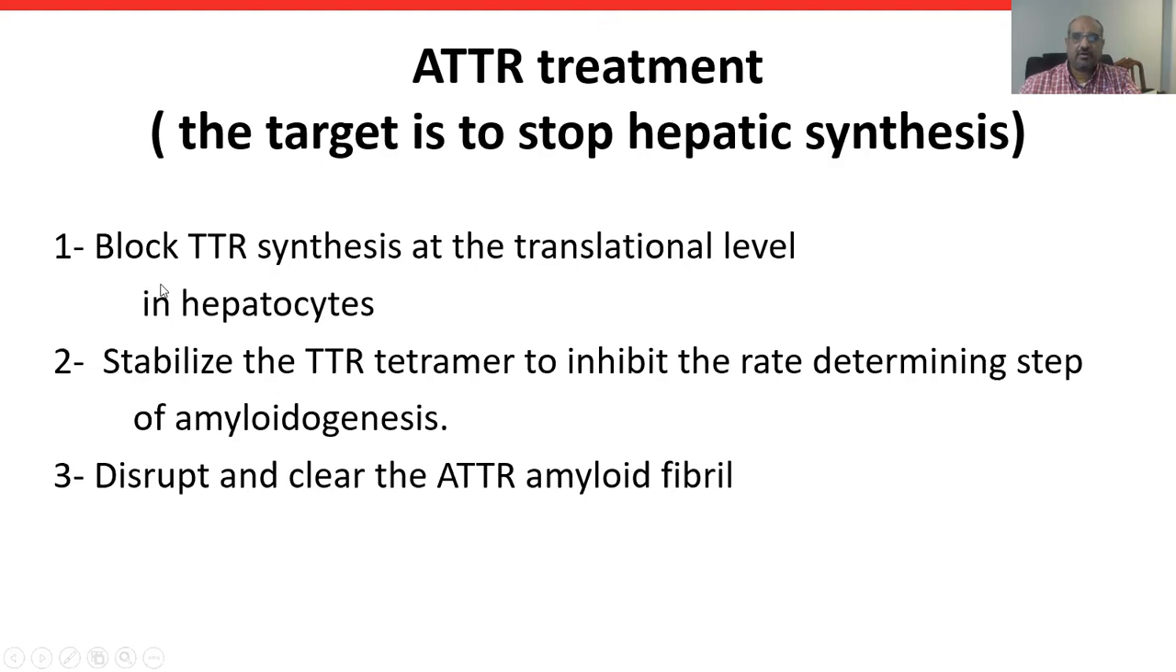We might block the TTR synthesis from the start. So we might block the formation of the molecule in the liver at the translational level, the tetramer. If we cannot block the synthesis, we can stabilize the tetramer to prevent it from degradation to dimer and monomer. This is a very important step. So either to block, or to stabilize it.